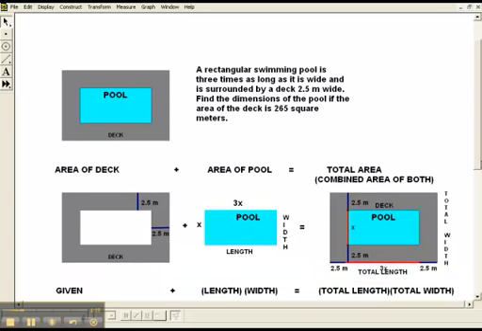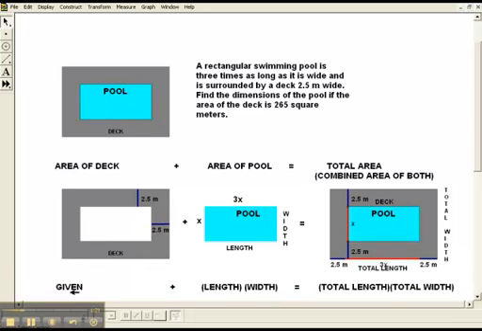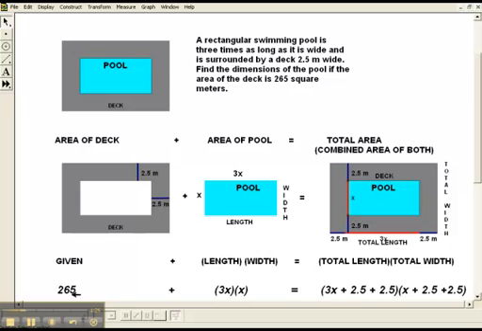Okay. Now, as I said before, the area of the deck is given. That's the 265. The area of the pool, since it's rectangular, can be found by taking its length times its width, the formula for the area of a rectangle. And the length in my picture is 3x multiplied by the width of x.